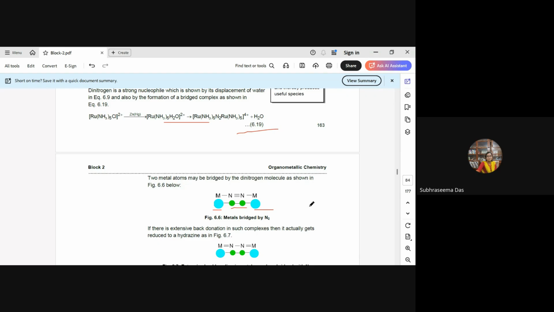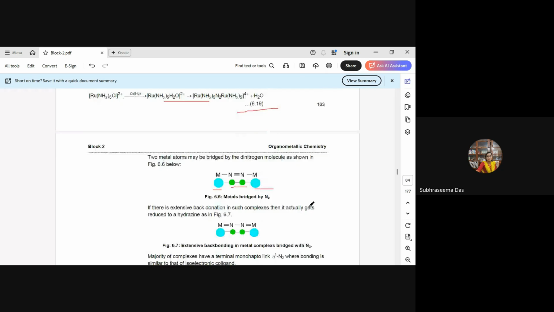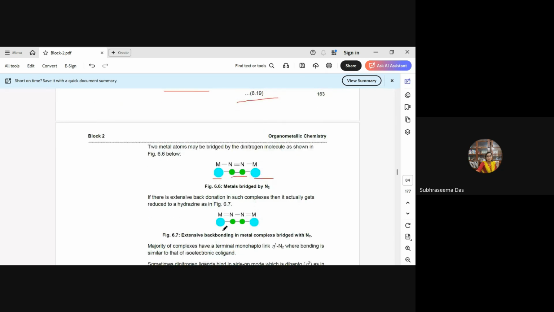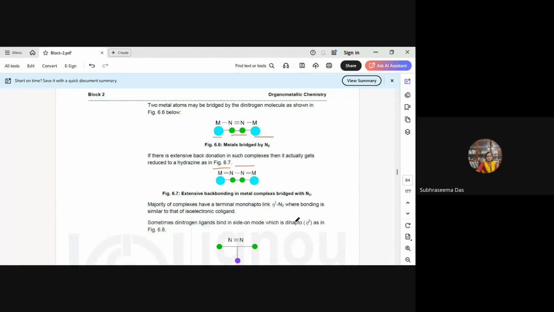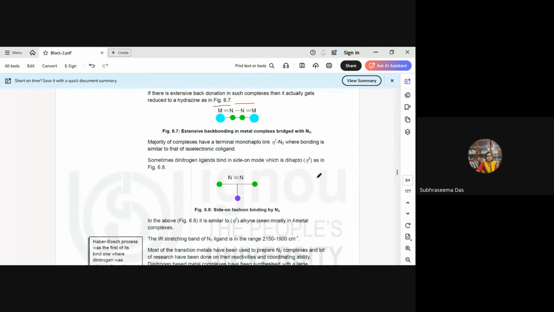If there is extensive back bonding in such cases, then the bonding changes from M double bond N, then N single bond N, then N double bond M. This is how back bonding results in the change of bonding in dinitrogen complexes. The majority of the complexes have a terminal eta-1 N2, monohapto, where bonding is similar to that of the isoelectronic coligand. Sometimes these dinitrogen ligands bind in side-on mode. Here it has been given.